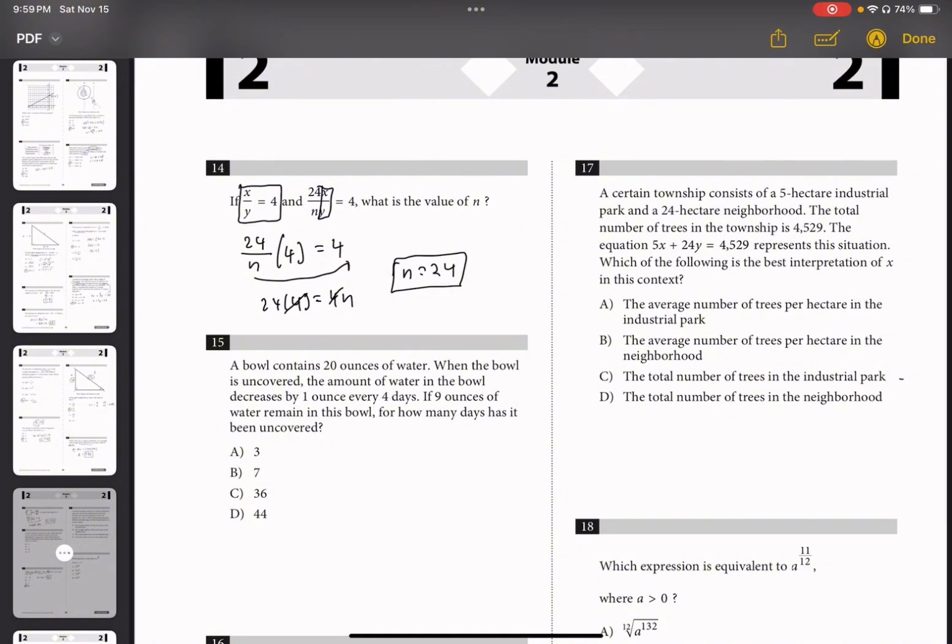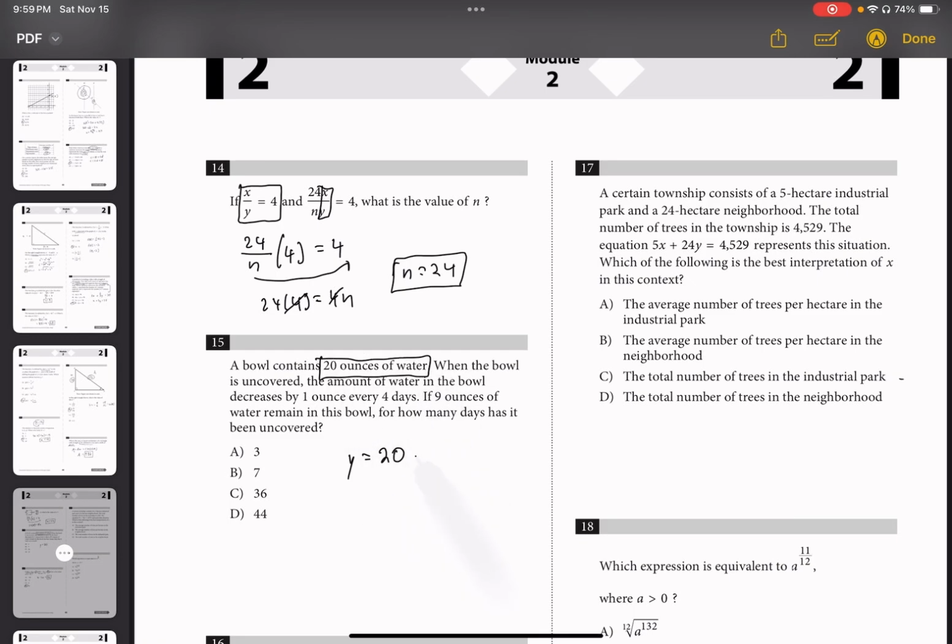When the bowl is uncovered, the amount of water in the bowl decreases by 1 ounce every 4 days. If 9 ounces of water remain in this bowl, for how many days has it been uncovered? Okay, so let's set up an equation so we can model the situation. Let's say the number of ounces of water left is equal to y. And let's also say that the y-intercept is 20 to begin with, as it's given.